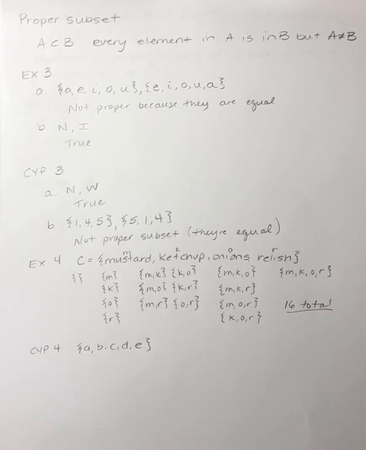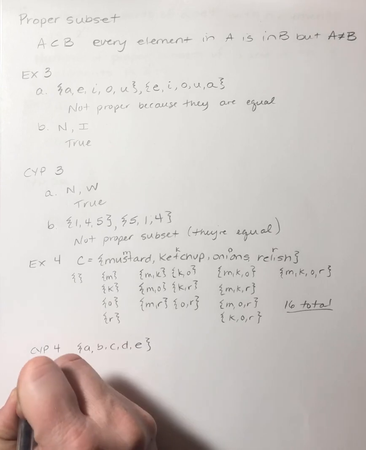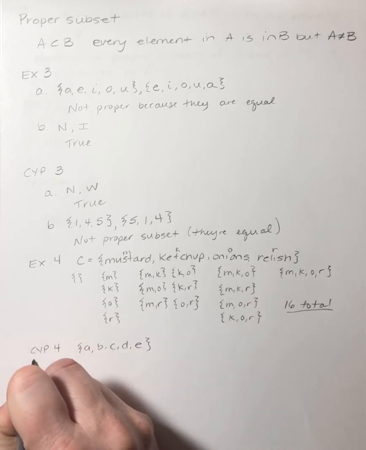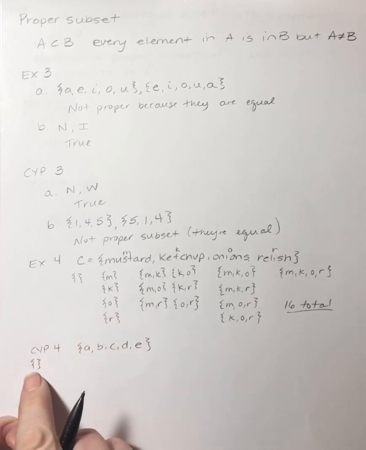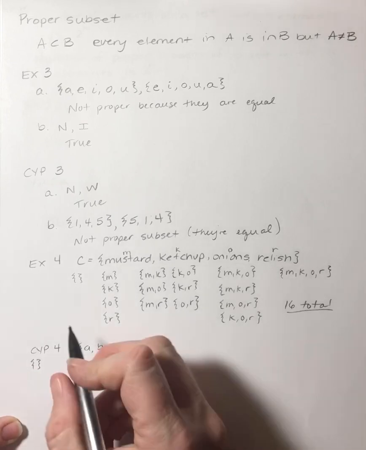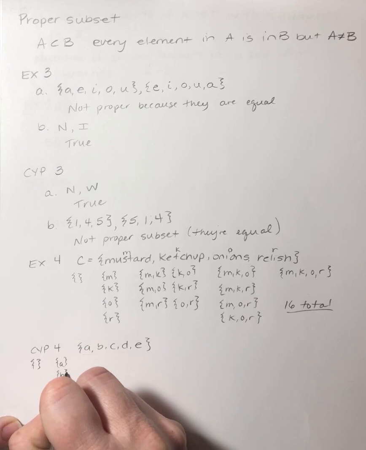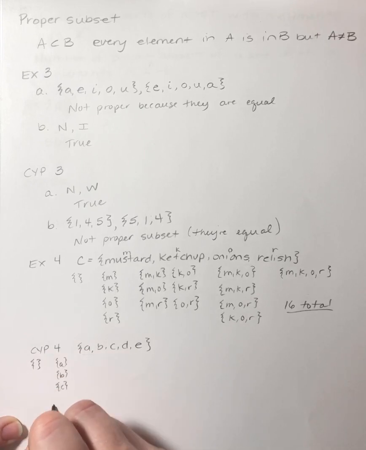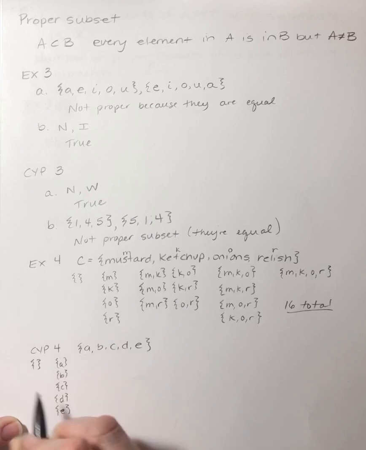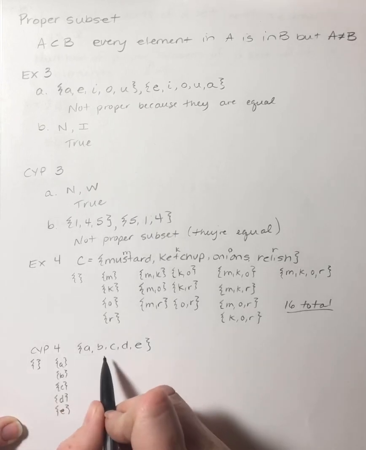All right, so check your progress 4 has 5 elements in the set, and they want us to find all the subsets. So I'm going to need a lot more room. So there's my empty set. Then I can have each element once. A, B, C, and D, and E. So there's 5 more. Now I'm going to do my pairings of 2.